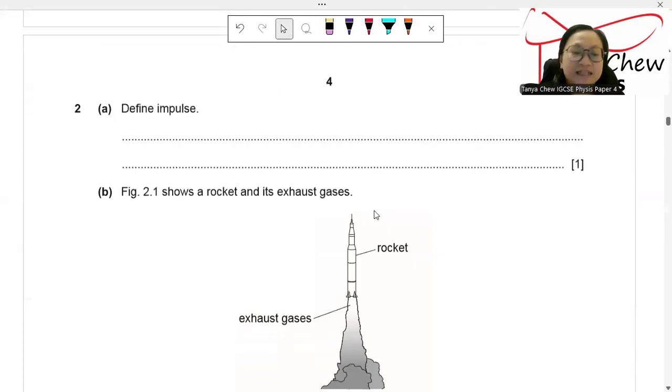Second question A, define impulse. When this is about definition, remember just one thing: all the physical quantities, when they're being defined that way, there is only one exact answer. So the definition of impulse is force multiplied by time. If you don't like to use the symbol multiply, you can always put product of force and time. It is not a problem.